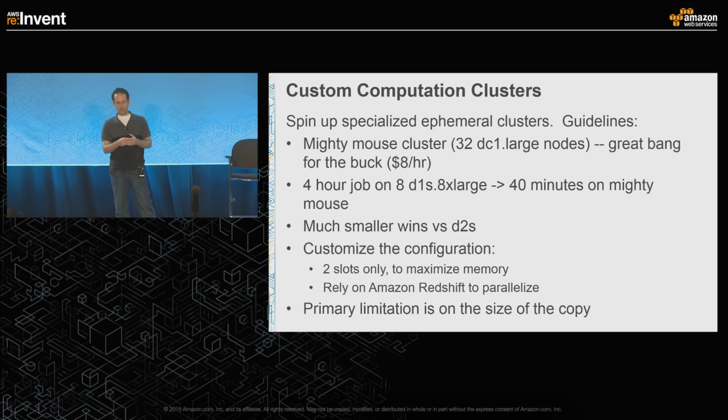The primary limitation we found with these custom computation clusters is the size of the copy. So with 32 of these nodes, you have 5 terabytes of storage. But if you're trying to bring in, for us, anything more than 300 gigabytes compressed, you end up in the process of bringing it in using all the available space on the cluster, and your load will fail. So it's not an awful limitation, but you've got to keep that in mind. Just because you have 5 terabytes usable on a cluster like this doesn't mean you can bring in 5 terabytes of data compressed all at once.